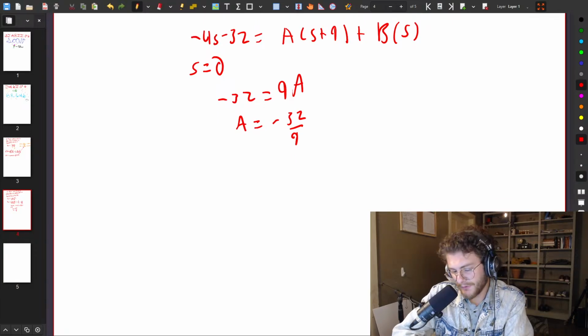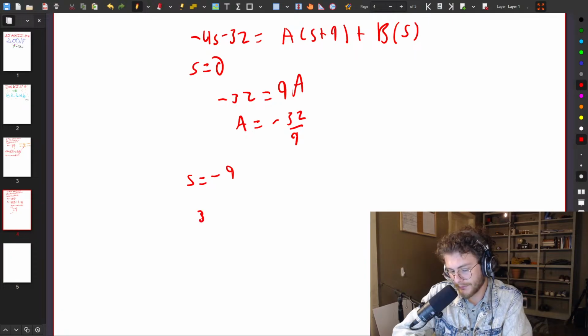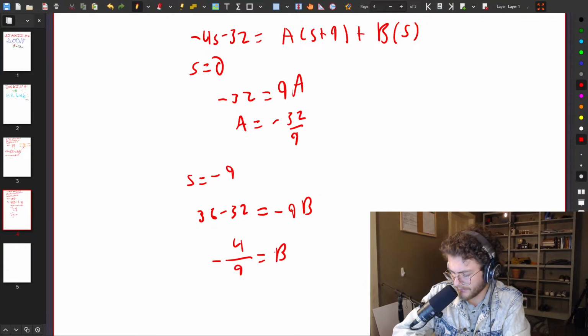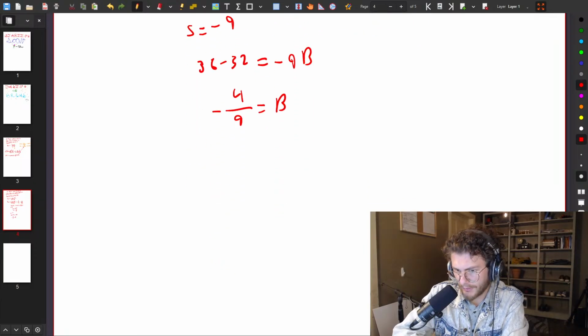Going back to solve for b, we're going to say that s equals negative 9. Negative 4 times negative 9 is 36 minus 32. Ooh, I love it when things get small very quickly. That is going to be a negative 9b. 36 minus 32 is 4 over negative 9 equals b. Lovely. Now hopefully we should get something nice and clean and beautiful, despite the fact there are some fractions involved.